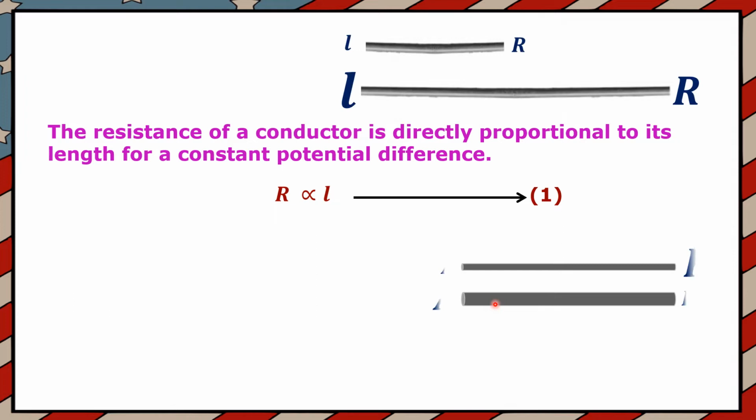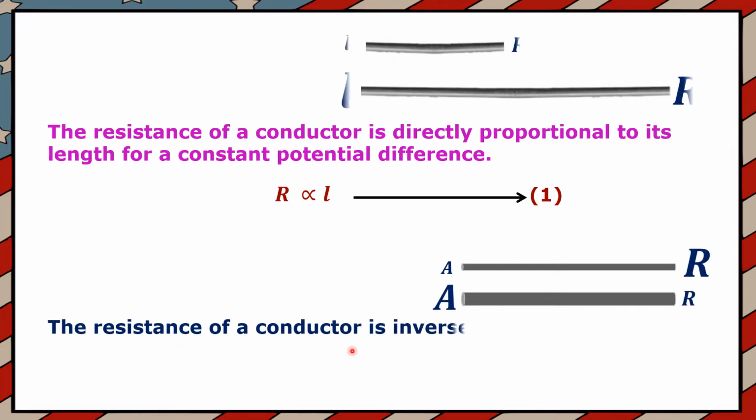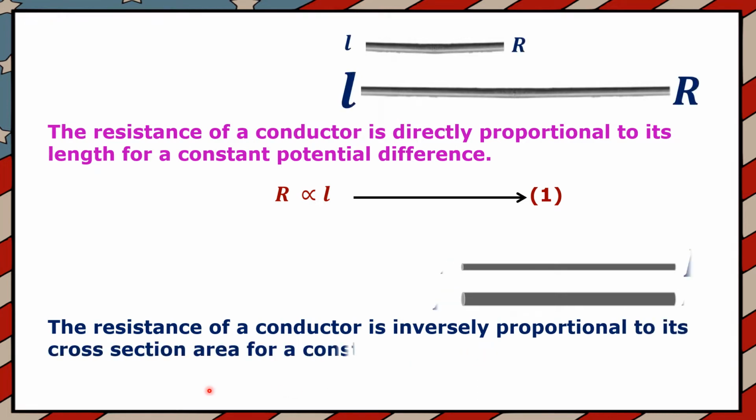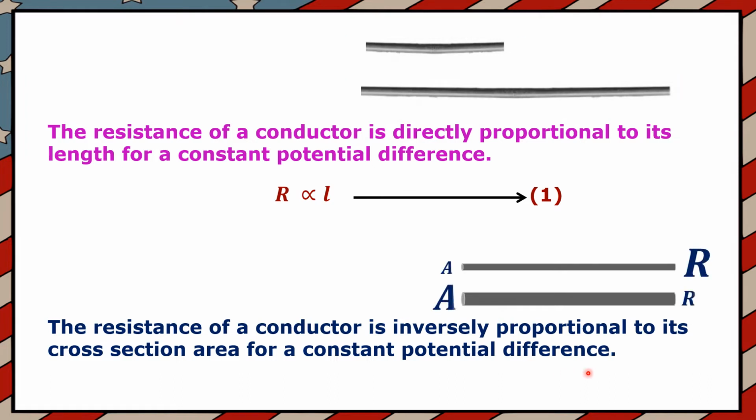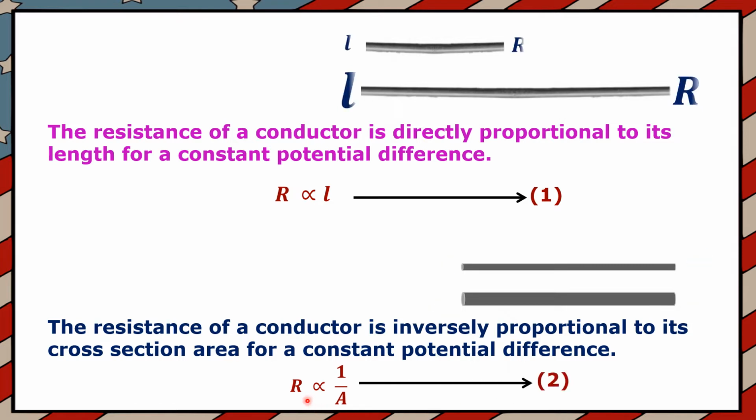Whereas in the second case, the cross-sectional area or the diameter of this wire is more. Hence, it offers less resistance. That means when A is small, R is big. When A is big, R is small. Here, R and A are varying inversely. That means the resistance of a conductor is inversely proportional to its cross-sectional area for a constant potential difference. Mathematically, it can be written as R is inversely proportional to A. So when A increases, R decreases. When A decreases, R increases. Let us call this expression the second expression.